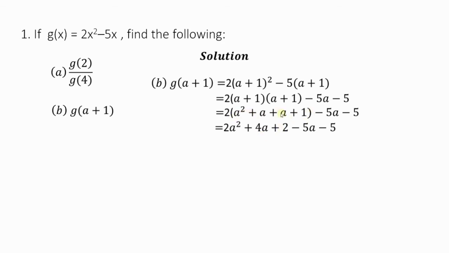Plus 2 times 1 is 2, minus 5a minus 5. So you have 2a squared plus 4a minus 5a is minus a, 2 minus 5 is minus 3. That becomes your answer for B.